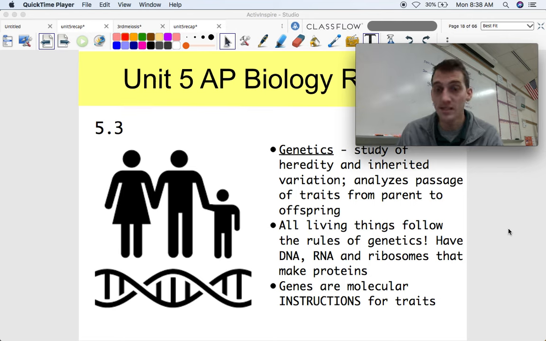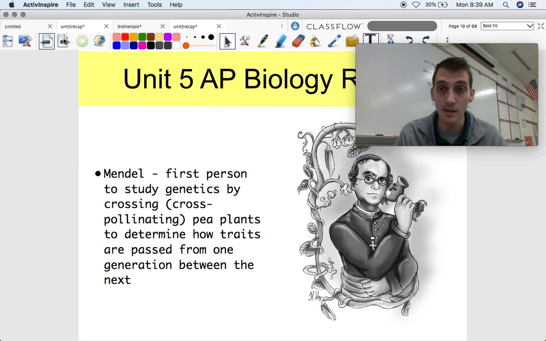But the point is that genes are molecular instructions for traits. And where do you get those instructions from? You get them from your biological parents in predictable patterns.